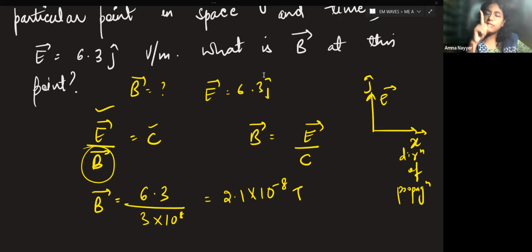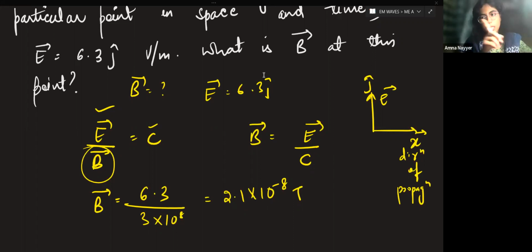Because your electric field's direction is given, direction of propagation is given, and all these three are mutually perpendicular to each other. It's not that electric field and magnetic field are just perpendicular to each other. They are also perpendicular to the direction of propagation. So if they are mutually perpendicular, then how can you say that the direction of propagation is along x-axis as well as the magnetic field?